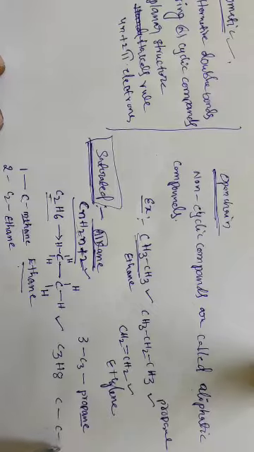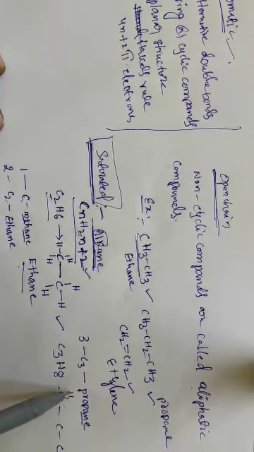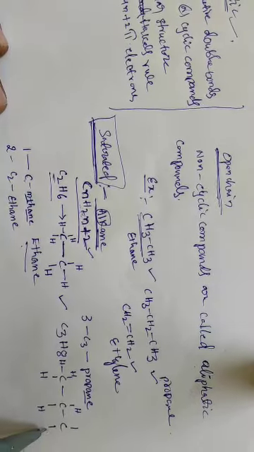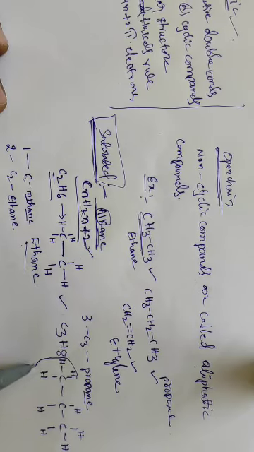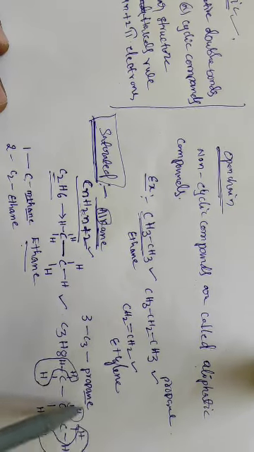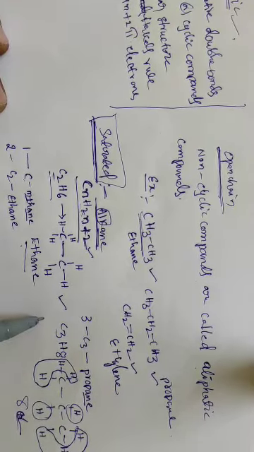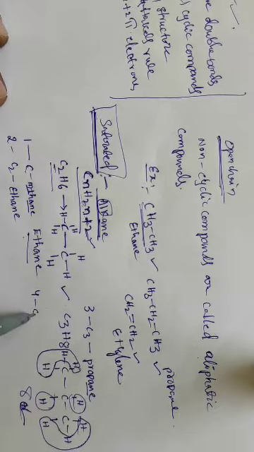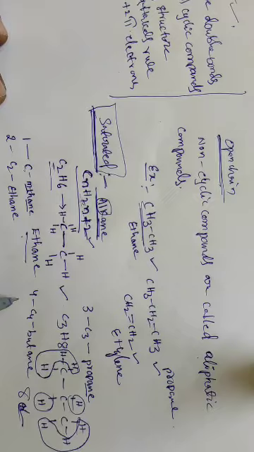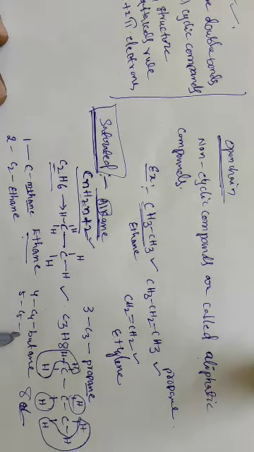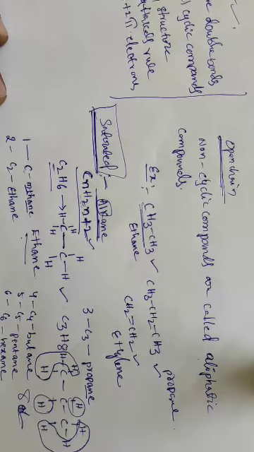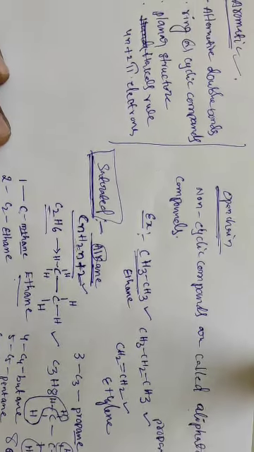Structural formula: 3 carbons, 8 hydrogens. One hydrogen here, one here, one here, one more here, one more here, and the remaining 3 here. The corner carbon atom contains 3 hydrogens, and with the middle 6, in all 8 hydrogens. C3H8, this is propane. If there are 4 carbons, carbon number 4, we call it butane. If carbon number 5, C5, we call it pentane. If carbon number 6, we call it hexane. We give names like this.